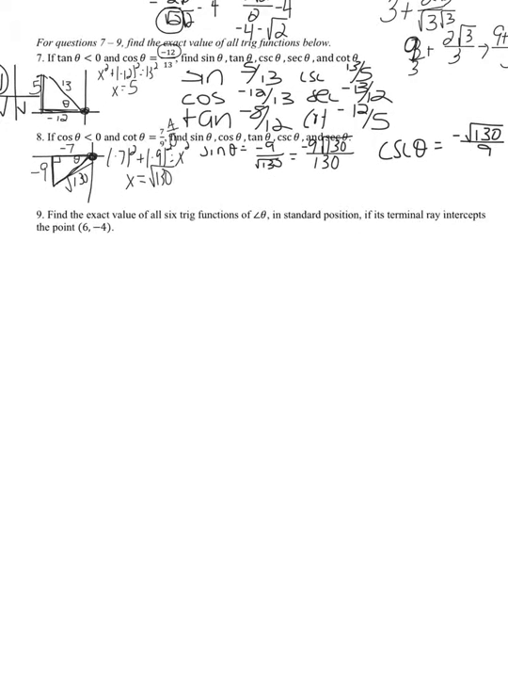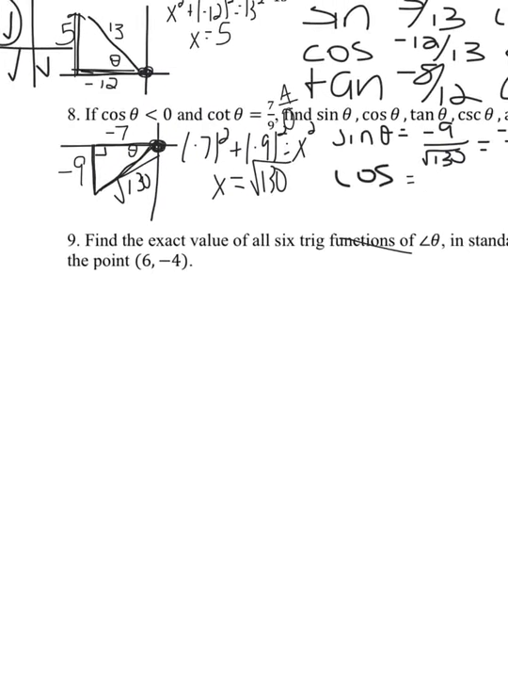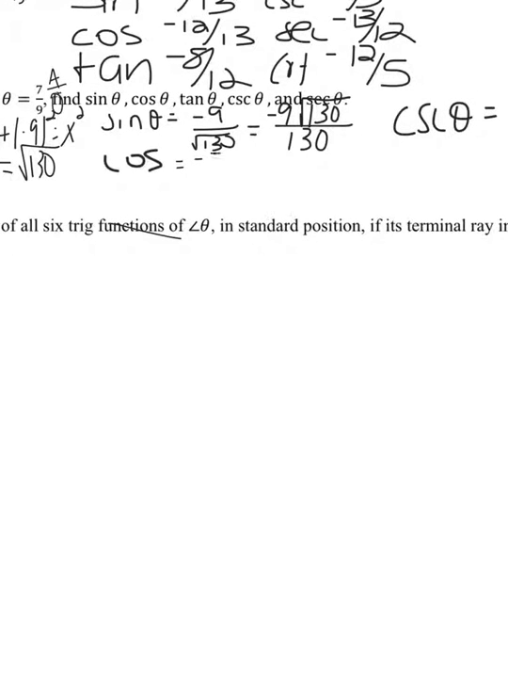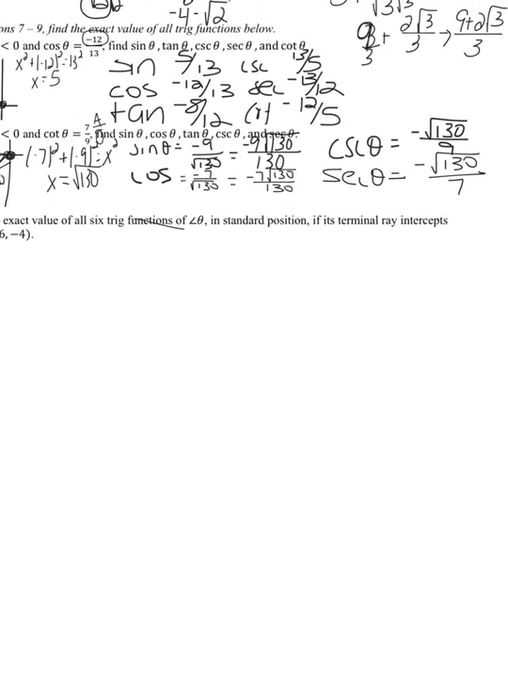Okay. Cosine is adjacent over hypotenuse. So cosine is going to be negative 7 over the square root of 130. Rationalize, though, that becomes negative 7 square root of 130 divided by 130. And the secant, then, I flip my original answer, and I get negative square root of 130 divided by 7. Or I could also do hypotenuse divided by adjacent and get it that way.